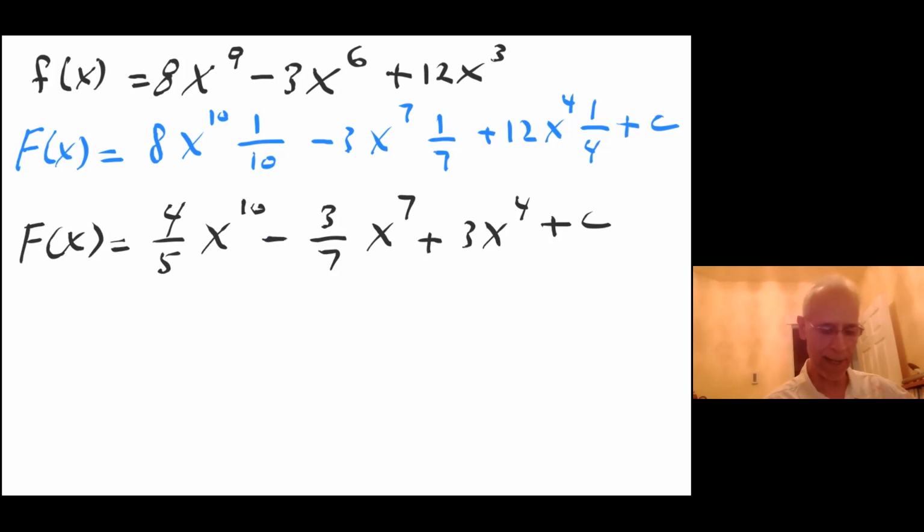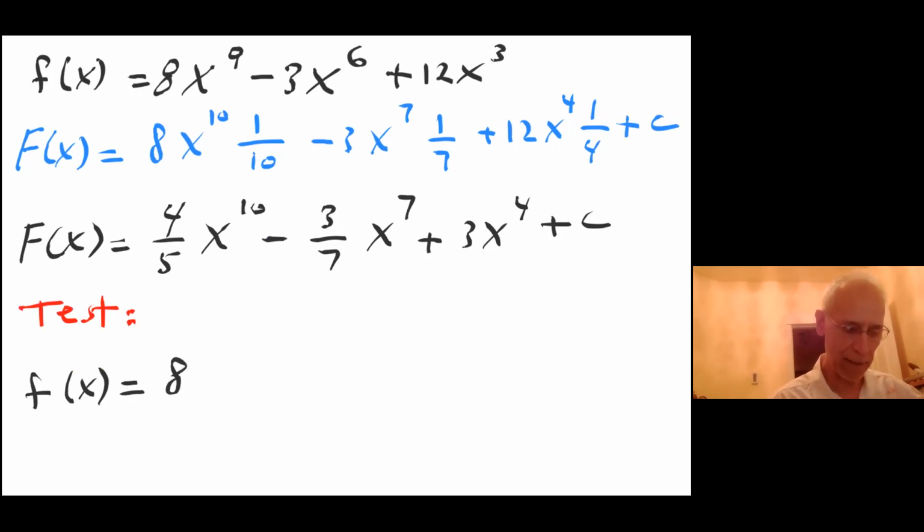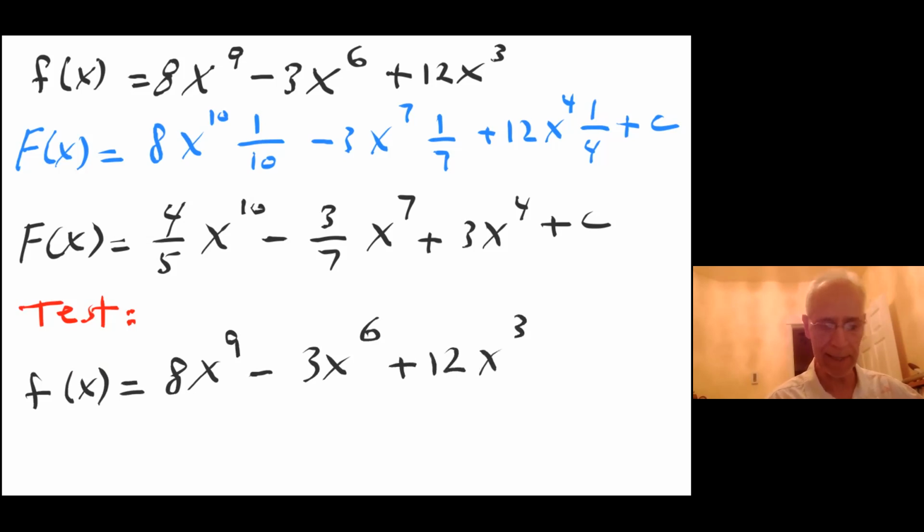And let's test one last time. I'm going to take the derivative of capital F of x to see if I get f of x back. 10 times 4/5 is 8x to the power of 9, so that's correct, minus the derivative of 3/7 x to the 7th, which is going to be 3x to the power of 6, plus 12x to the power of 3, and the derivative of any constant is 0. So yes, we did good.